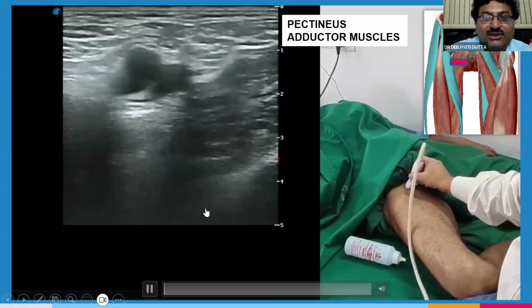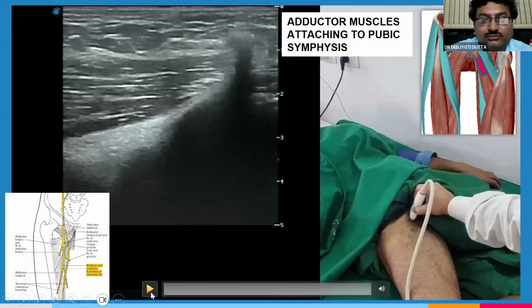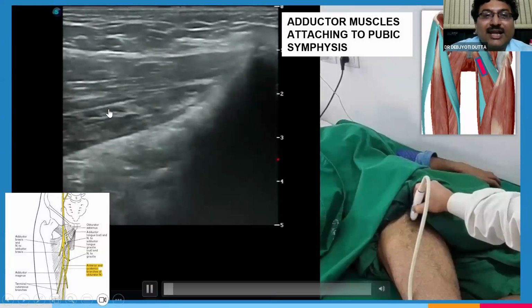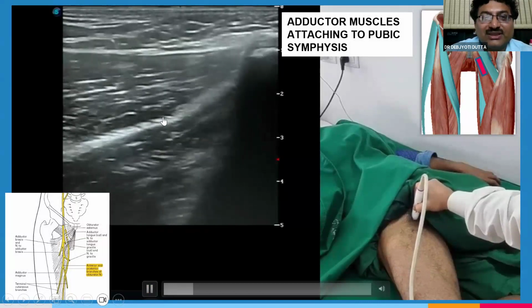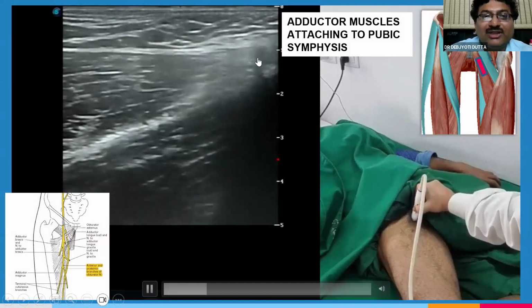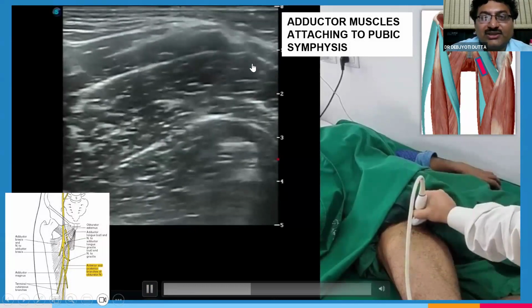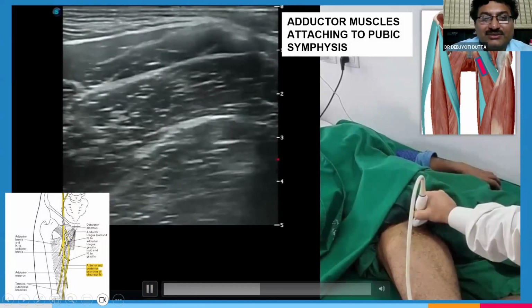Going further. These are the attachments of the muscles at the level of the pubic symphysis that you can see. If you go medially, they will attach to a bony point, and that is the pubic symphysis.